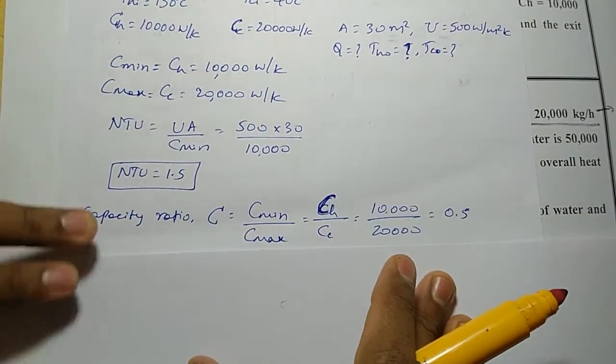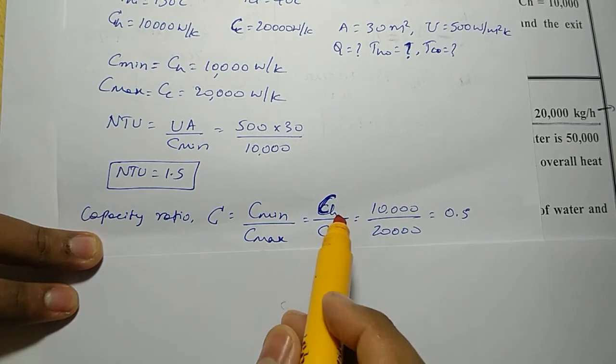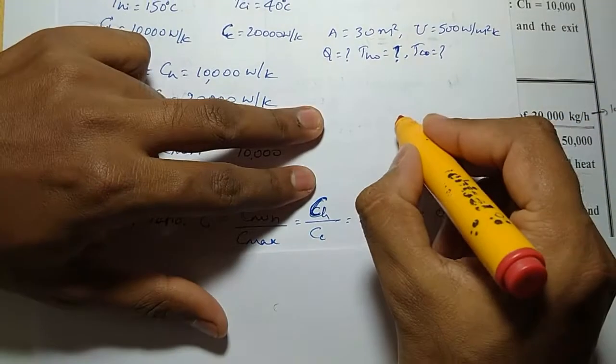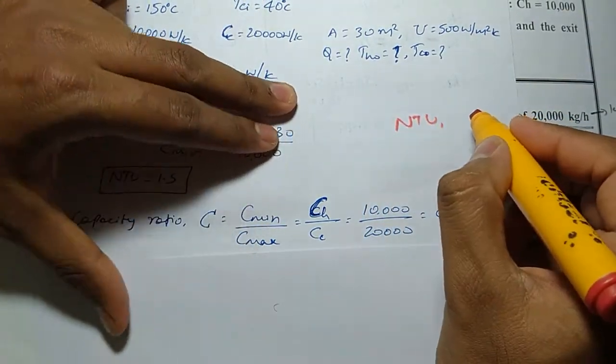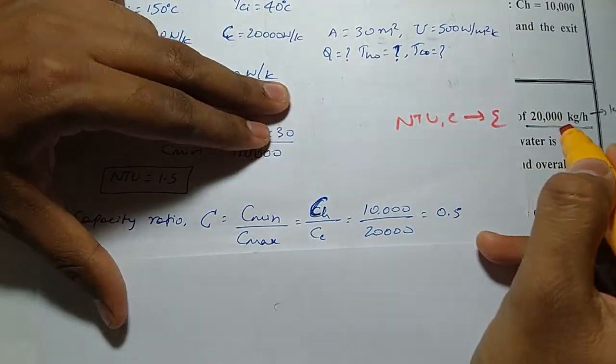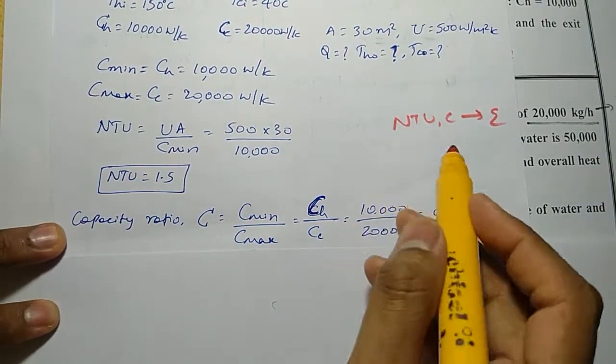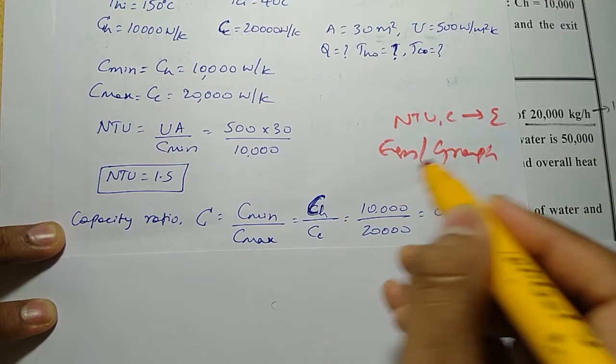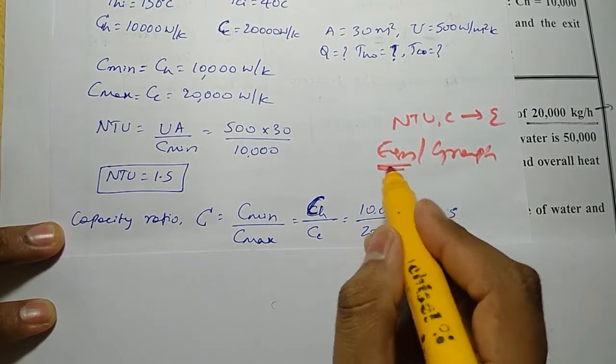Next is the capacity ratio C, C minimum by C max. Here C minimum is CH by CC, you will get it as 0.5. I already told that if you know the NTU and C, the next unknown is the effectiveness. You can find this out by equation or by the graph. If you go for the equation, you will get the more accurate value.